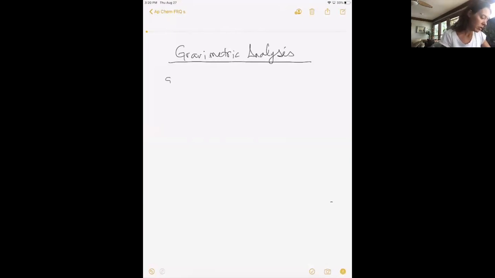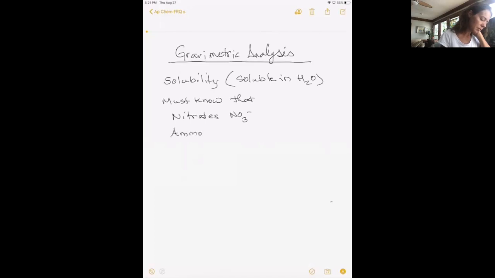Is something about our solubility, right? Soluble in water. You do not need to know your solubility rules, all of them, right? Which is good. You don't have to memorize them, but you must know that nitrates, ammonium, I'm trying to think of what else you have to know. Group 1A.